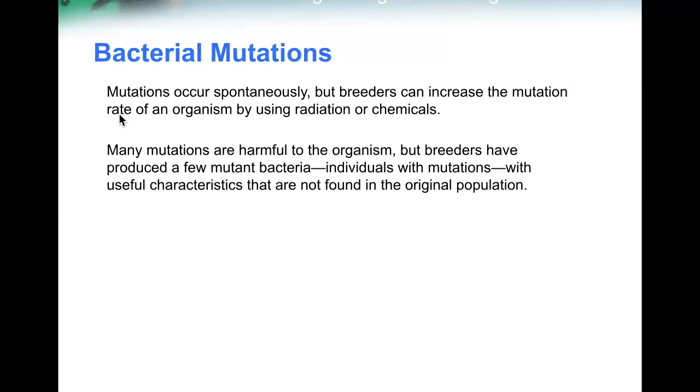Mutations occur spontaneously, but breeders can increase the mutation rate of an organism by using radiation and chemicals. Many mutations are harmful to the organism, but breeders have produced a few mutant bacteria, individuals with mutations, with useful characteristics that are not found in the original population.